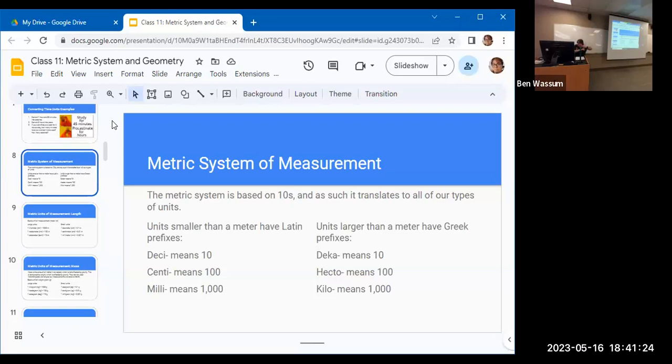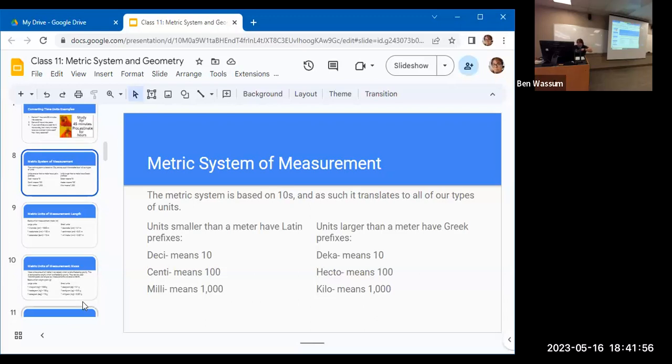And these are all fractional ones. On the right, units larger have Greek prefixes. Deca is 10, hecto means 100, and kilo means 1,000. Now, you might have heard of meters, you might have heard of kilometers. You ever hear of decameters, hectometers? Not really, right? There are certain units that you just don't run across.